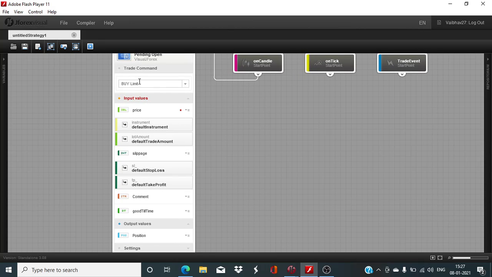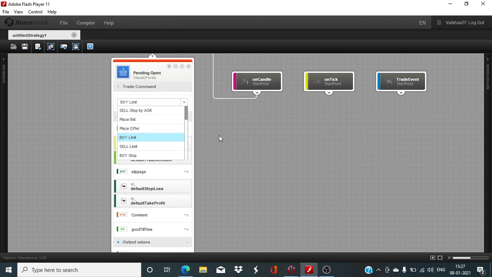Now looking at its component, first we have to decide whether we want to go for the buy trade or the sell trade. Then we have these subtypes provided to us. It can be a buy stop, buy bid. It can be a sell stop, buy ask, place bid, place offer, buy limit, sell limit, buy stop.